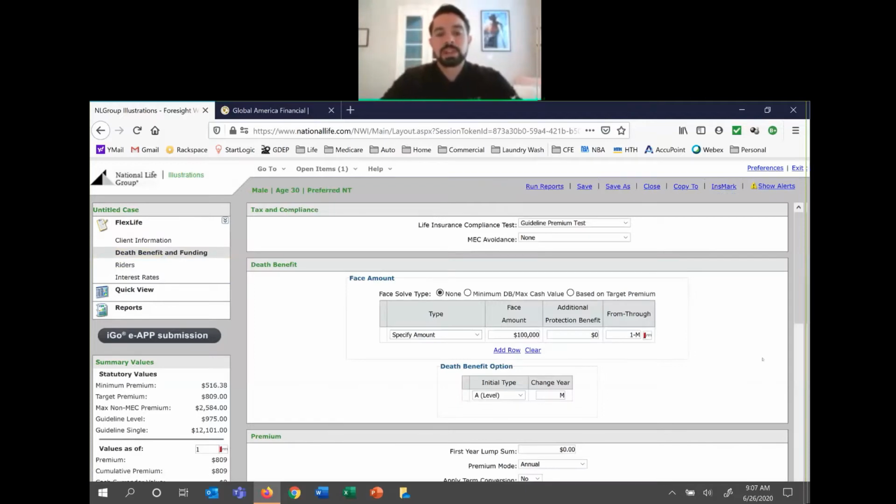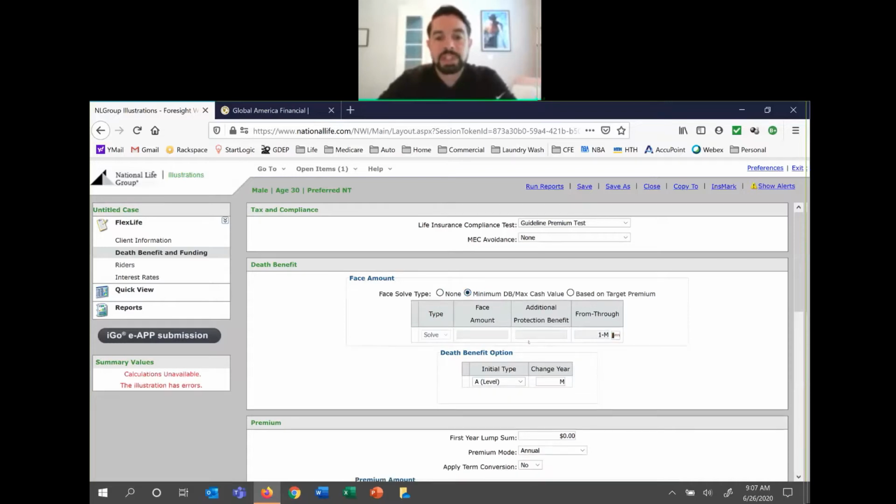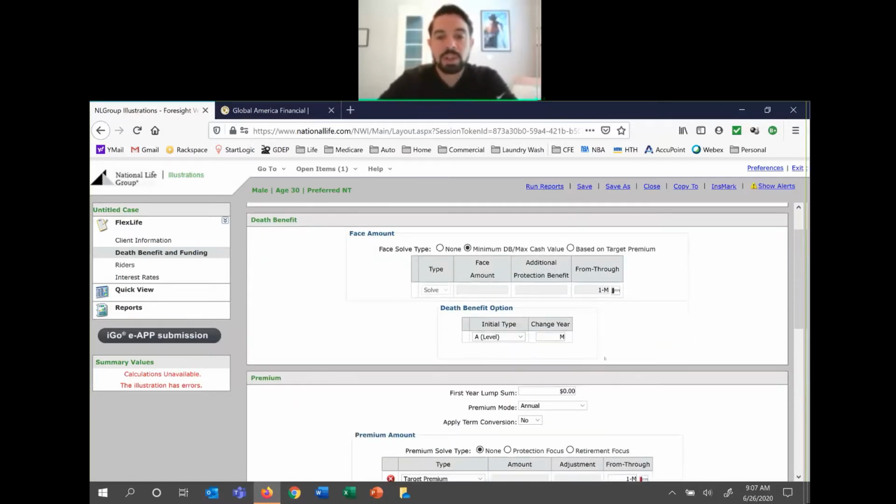The idea with this is we're going to try to max fund these IULs to get the most cash value for the least amount of death benefit. So we're going to switch the face solve type from none over to minimum death benefit and maximum cash value. As you can see, it's going to gray this portion out so we don't have to enter a death benefit. The system will auto-calculate that death benefit for you. In a couple of minutes, we're going to look at death benefit options and compare level versus increasing. But for now, let's leave it at level and see what the option comes out first.